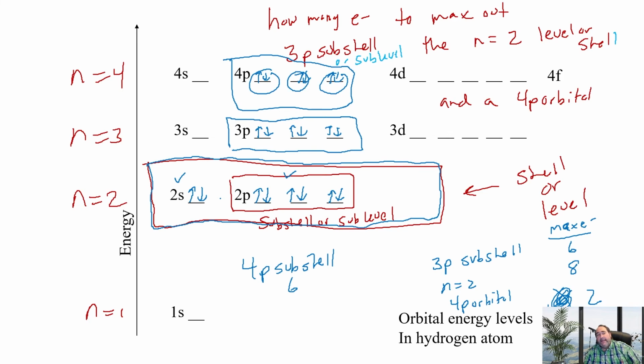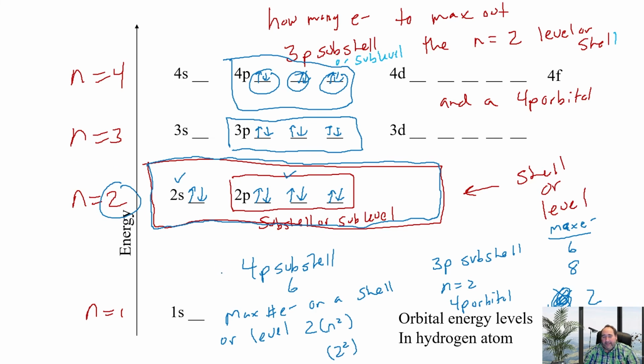Also, in addition, you may not want to have to draw all this out with all the arrows and stuff like that. So there is a quick way if you just want to know the maximum number of electrons on a shell or level. You could just use this formula, 2n squared. N is the principal quantum number. You square it and then you times it by 2. So for example, we did 2 a second ago. 2 squared is 4. 4 times 2 is 8. And that is how many electrons there was.